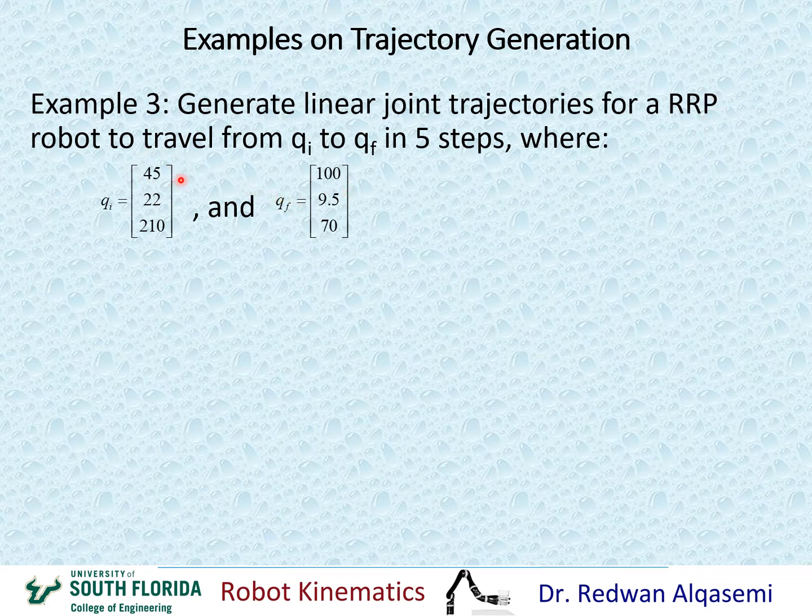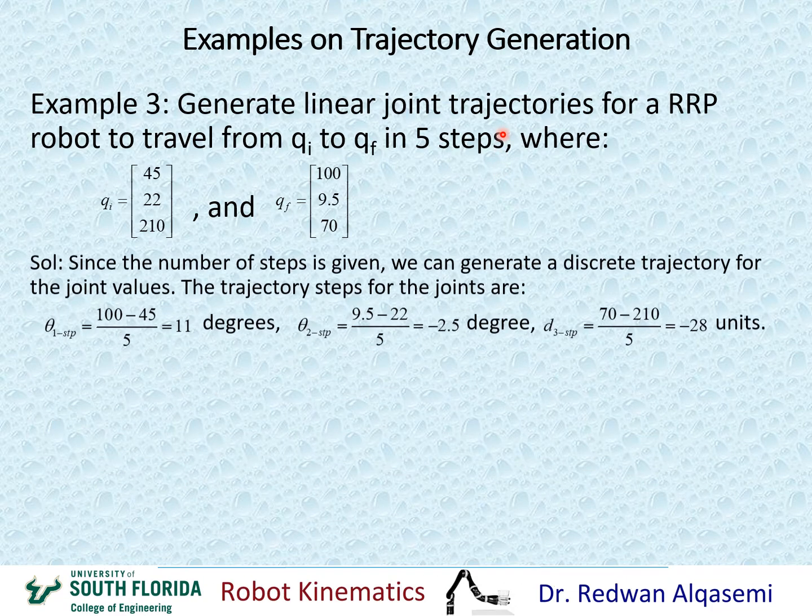Okay, so the first values in the Q initial and Q final have units of degrees because they are revolute joints, and then the second values in Q initial and Q final are also in degrees because they are for revolute joint angles, and then the third values in Q initial and Q final are prismatic joints, so these are distances and in unit distance because it's a prismatic joint. Now, since we are given the number of steps here, 5 steps, that means we are required to find a discrete trajectory with via points.